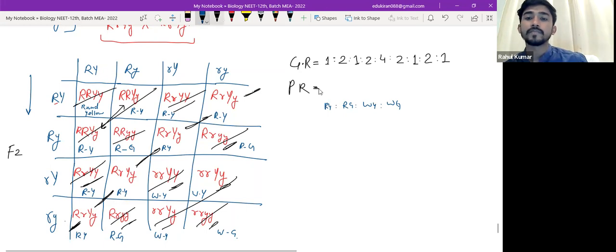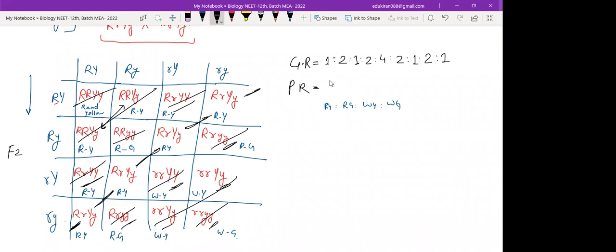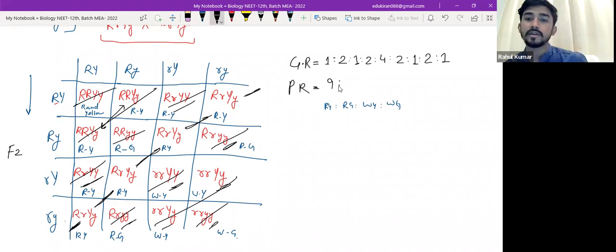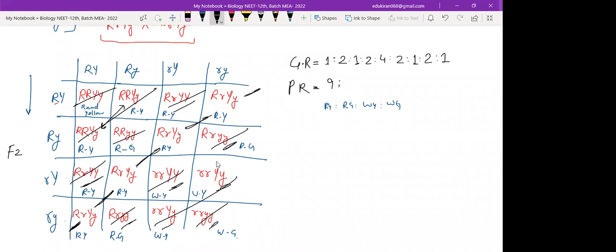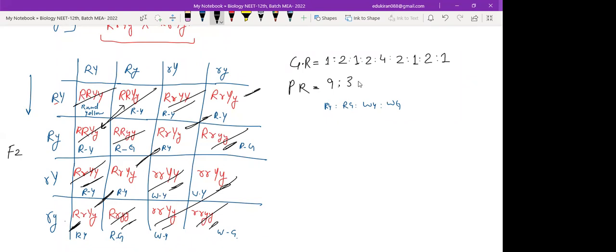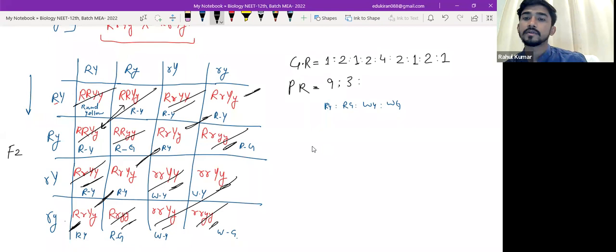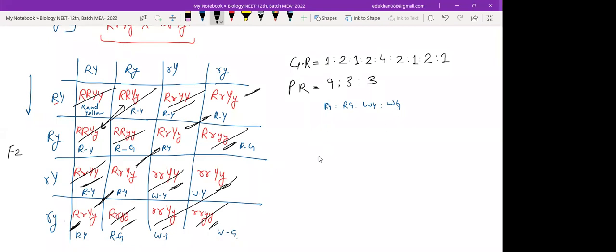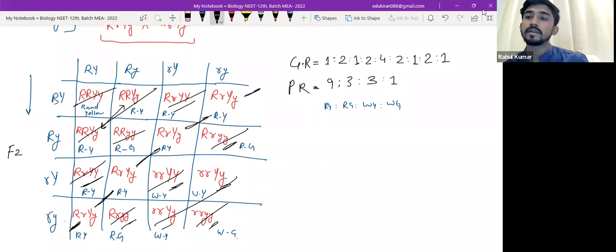And the ratio will be, how many round yellow are there? Count it. 9. How many round green are there? 3. Which one? Round green, 1, 2, and 3, right? How many wrinkled yellow? 1, 2, 3. And how many wrinkled green? 1. So the phenotypic ratio will be 9:3:3:1. Is it clear, everyone?